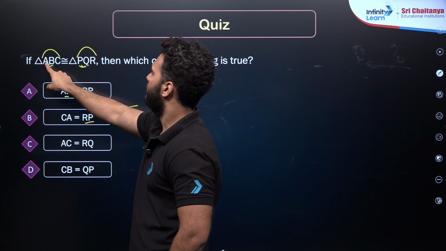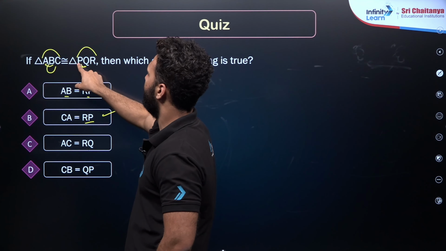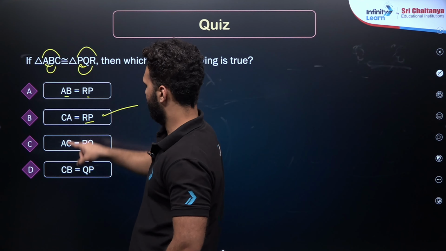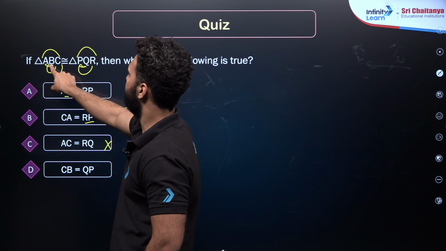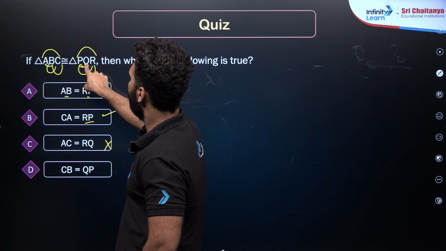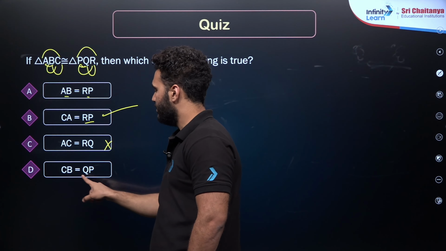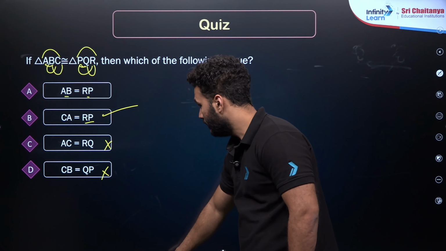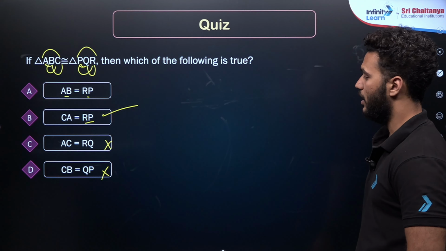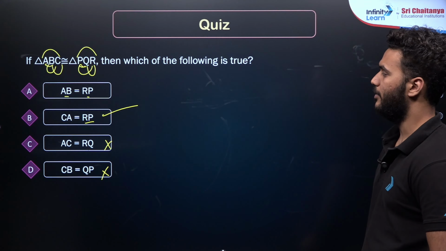AC is what? This orientation. Then it should be equal to this orientation, PR or RP? CB, what orientation? CB is this. Then it should be equal to RQ. CB is equal to QP, no, wrong. So the answer is CA is equal to RP.